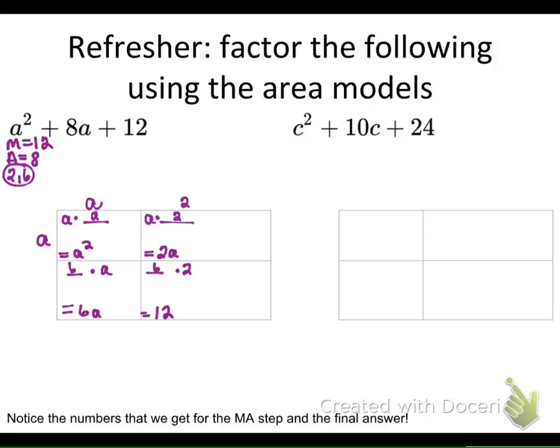Does 6 times 2 equal 12? Yeah, so the height of my bottom row is going to be 6. Sorry. I looked right at the 12, and that just stuck in my mind.